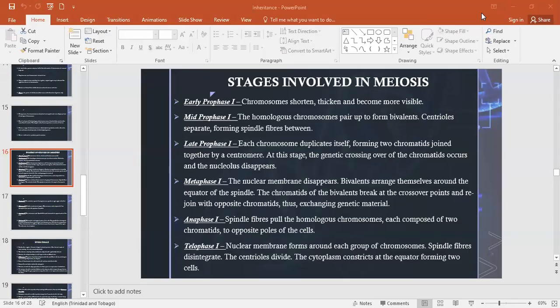All right, so that was basically your whole overall lesson on meiosis. So let's just get down into the actual theory of it now that you all have some sort of visual to work with.